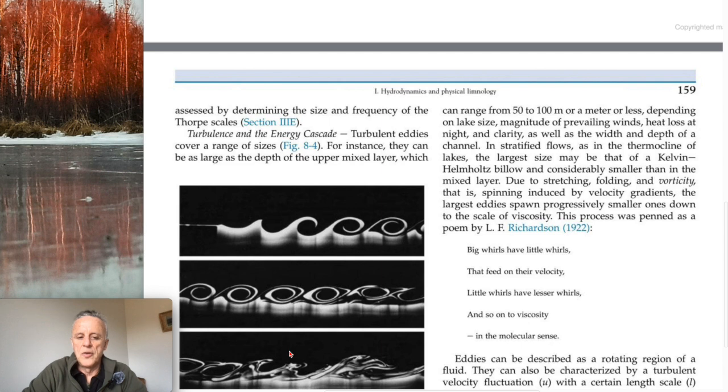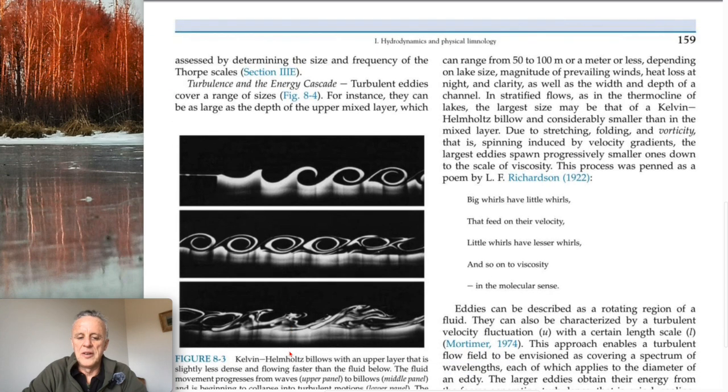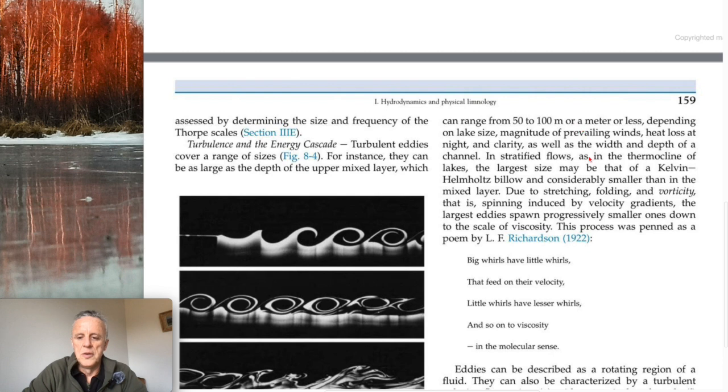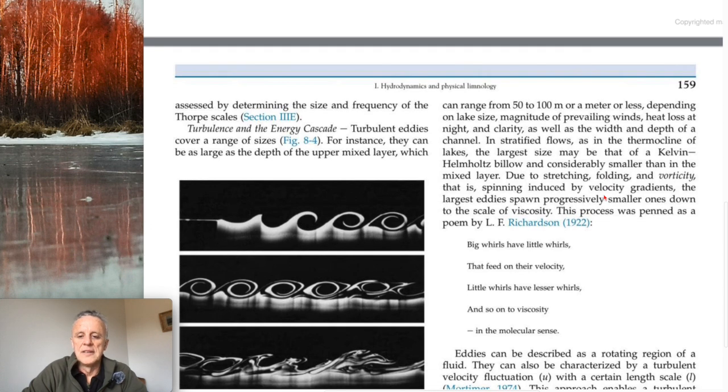Turbulent eddies cover a range of sizes. For instance, they can be as large as the depth of the upper mixed layer, which can range from 50 to 100 meters, or a meter or less, depending on lake size, magnitude of prevailing winds, heat loss at night, and clarity, as well as the width and depth of the channel. In stratified flows, as in the thermocline of lakes, the largest size may be that of a Kelvin-Helmholtz billow, considerably smaller than in the mixed layer, due to stretching, folding, and vorticity, that is, spinning induced by velocity gradients.